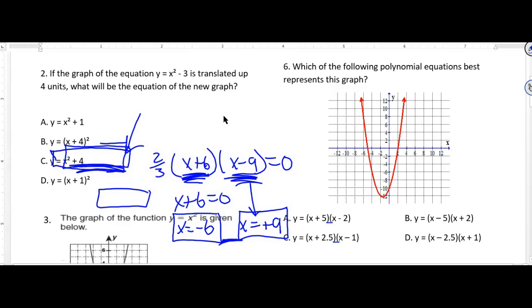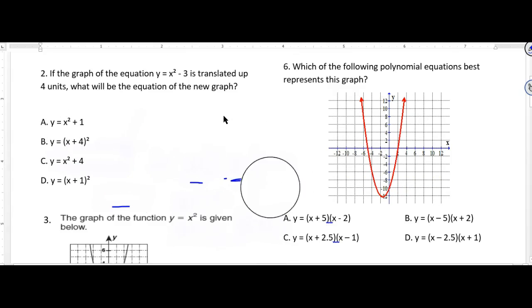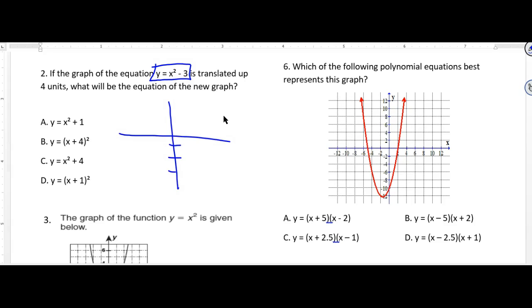Number 2, the graph of the equation y equals x squared minus 3 is translated up 4 units. What will be the equation of the new graph? Well, I know that x squared minus 3 is shifted down 3. Looks like this. If I translate it up 4, 1, 2, 3, 4, that's where the new vertex or y-intercept would be. So that is up 1, that's going to be x squared plus 1, which is A.